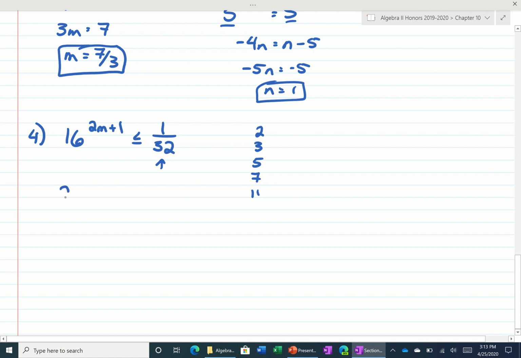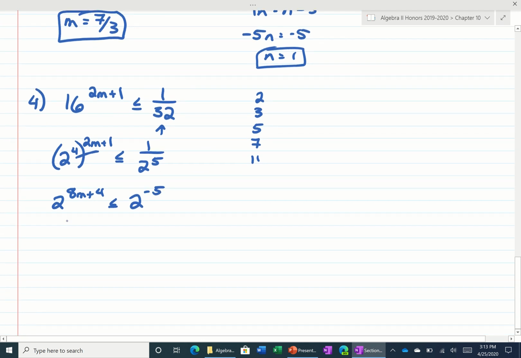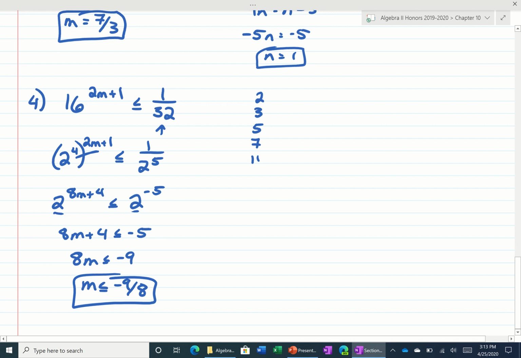16 is really 2 to the 4th, and 32 is really 2 to the 5th. So now, power to a power, we multiply. And then we could use the reciprocal property. And we do get the same base, so we could just cancel out the bases. The inequality is not going to make any difference because we're not dividing by a negative. And here's our answer.